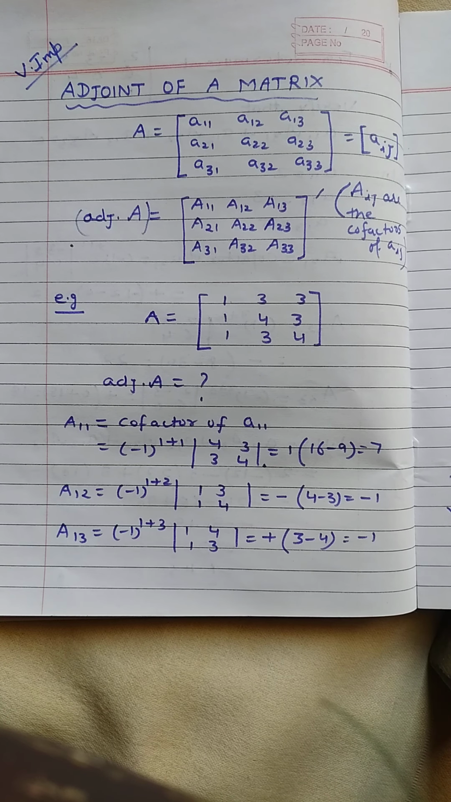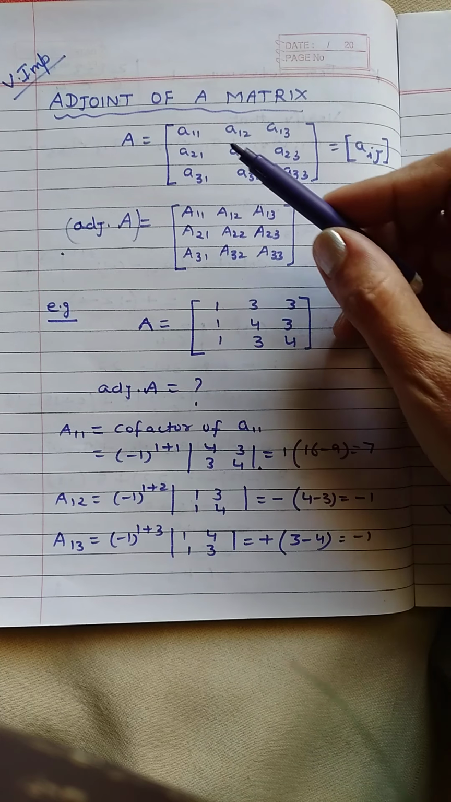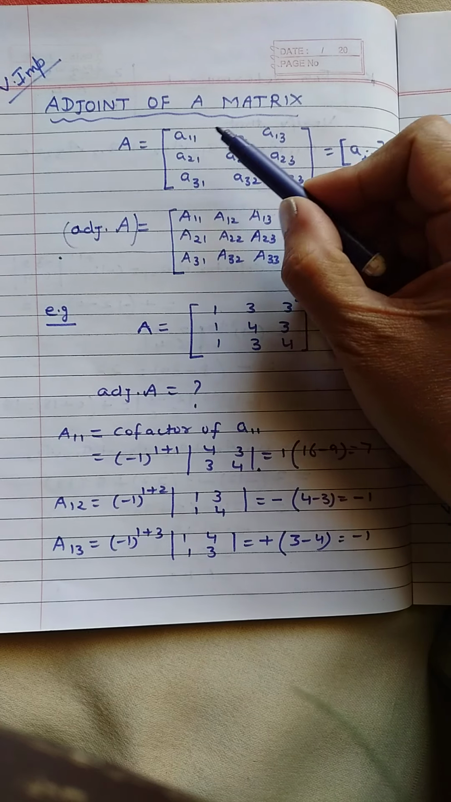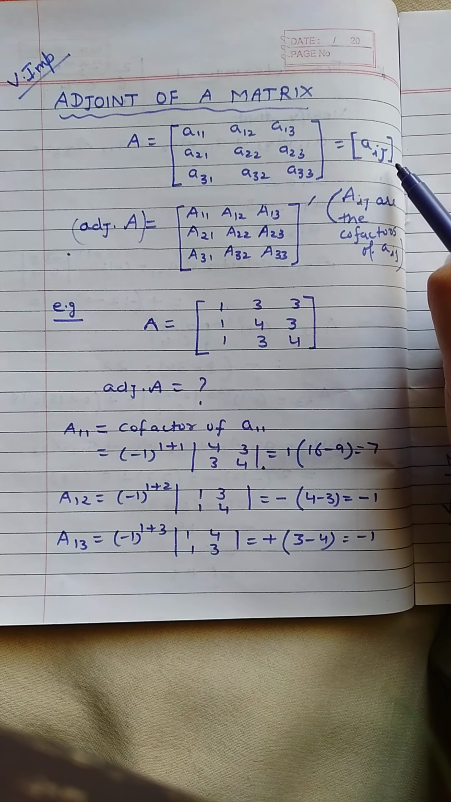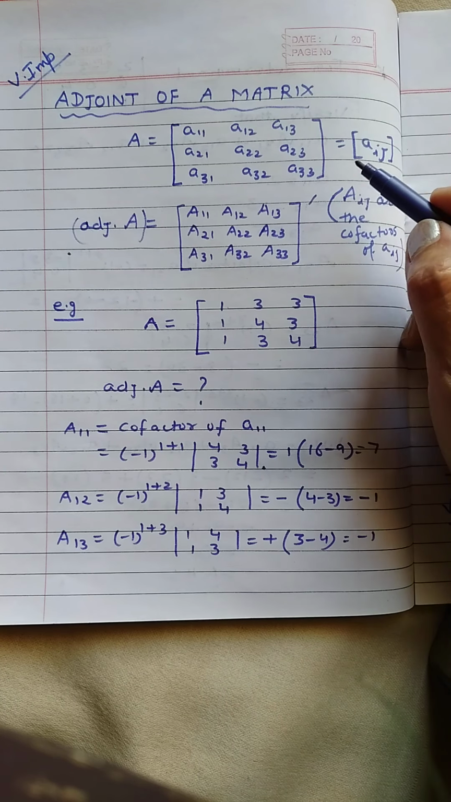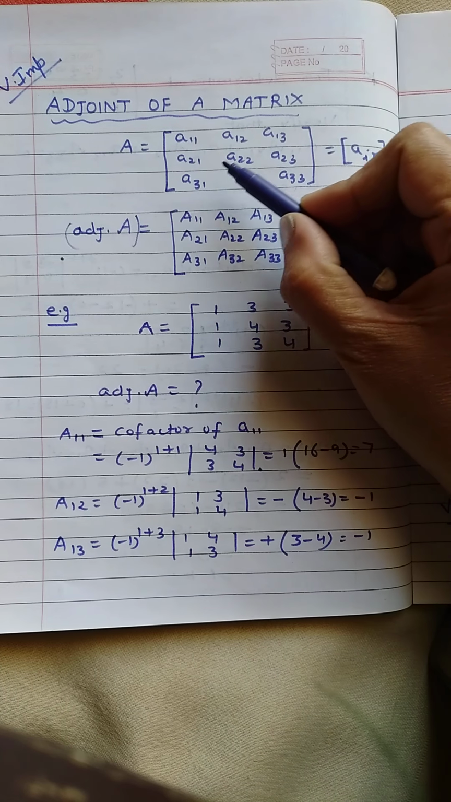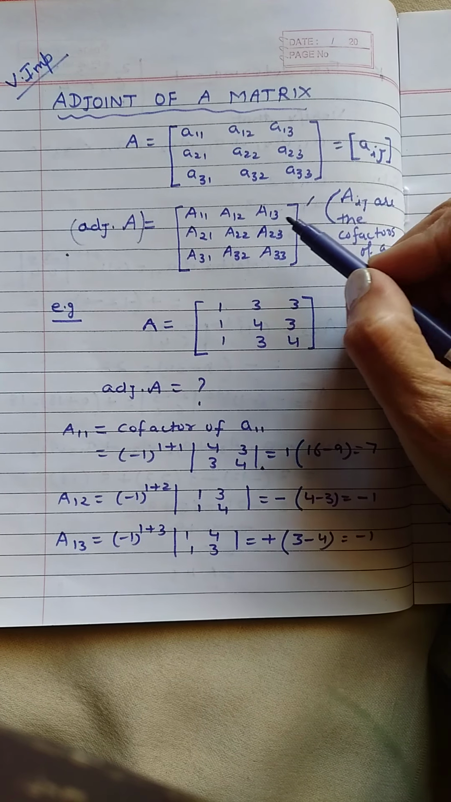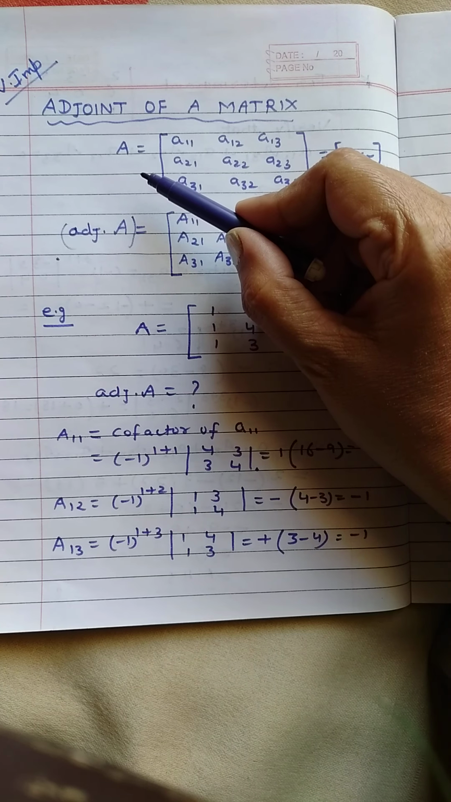Good morning, students. In this module, we will learn about a very important concept, that is the adjoint of a matrix. Suppose there is a matrix A whose elements are given by small aij. We are taking a 3 by 3 order matrix whose elements are small a11, a12, a13, a21, a22, a23, a31, a32, a33. Then what is the adjoint of this matrix?